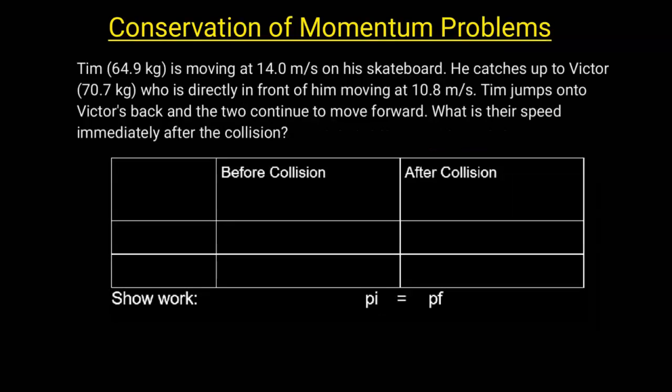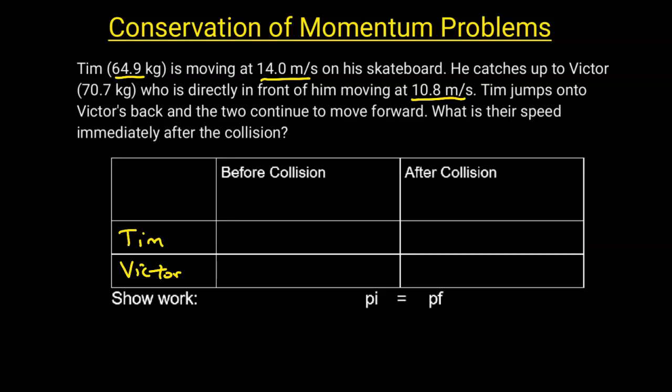As I read this question, I'll be filling out the chart below to help us organize the information. Tim, who has a mass of 64.9 kilograms, is moving at 14 meters per second on his skateboard. He catches up to Victor, 70.7 kilograms, who is directly in front of him, moving at 10.8 meters per second. Tim jumps onto Victor's back and they continue to move forward. What is their speed immediately after the collision?